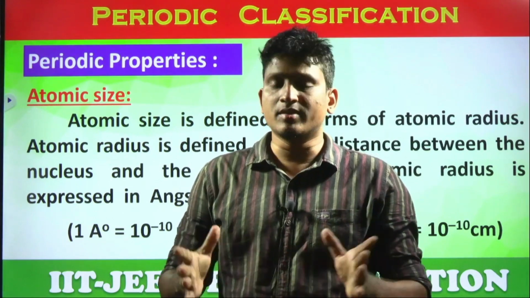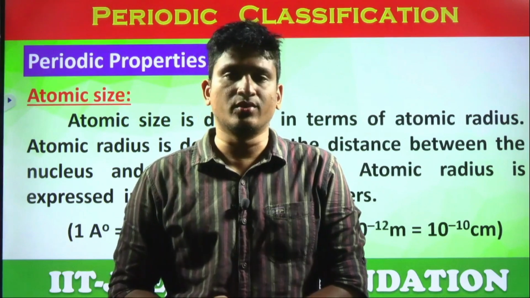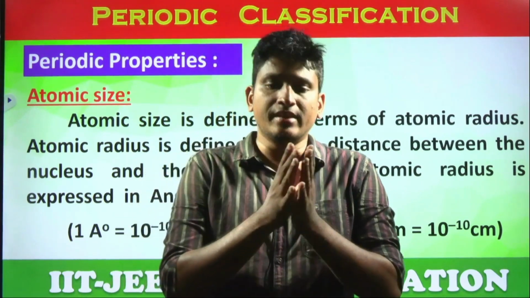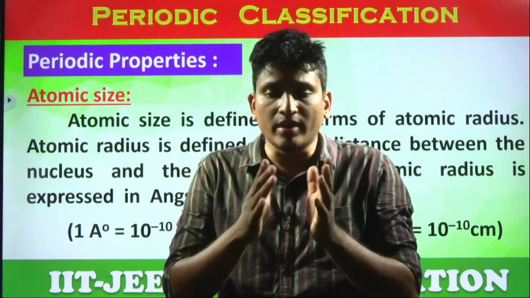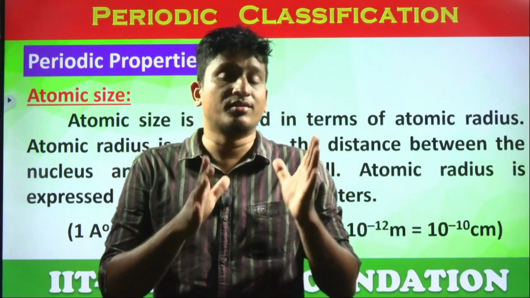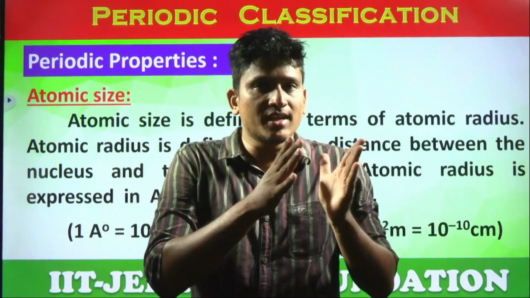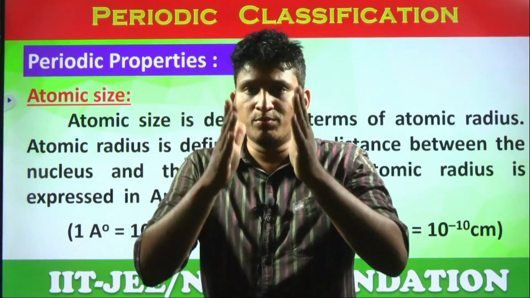Like for example students, you already know these elements have their own atomic size, yes or no? But all these elements are clearly and systematically classified based on their atomic numbers and according to their configurations. So definitely we need to observe the trend, yes or no? Trend means what is happening to the atomic size from left to right in periods and top to bottom in groups.